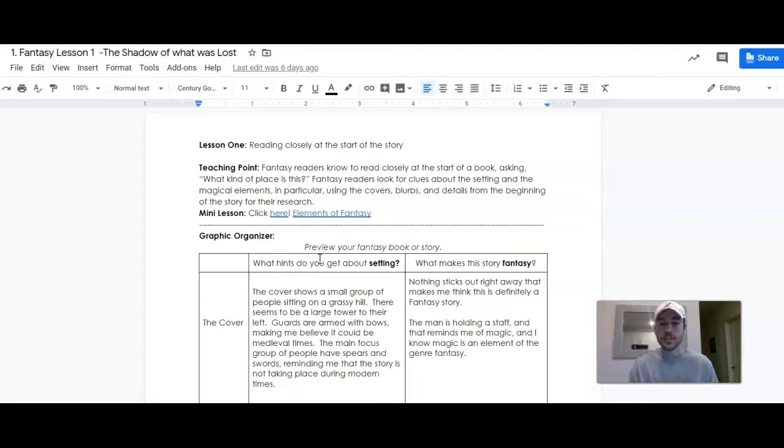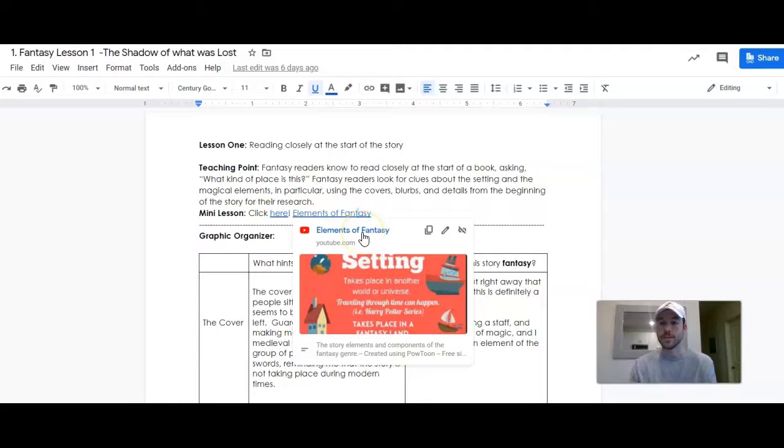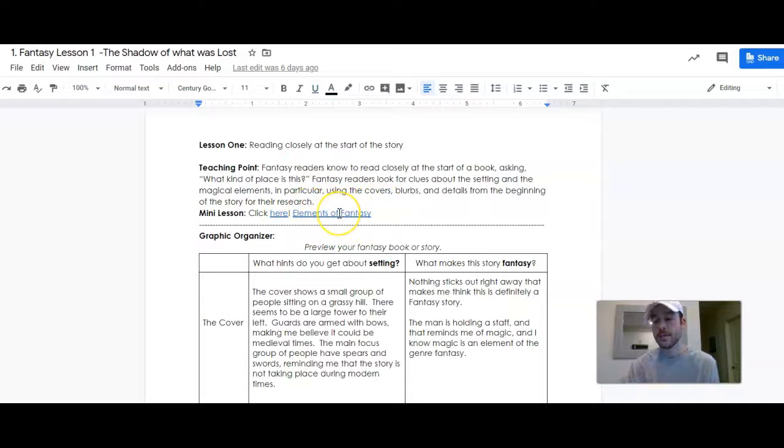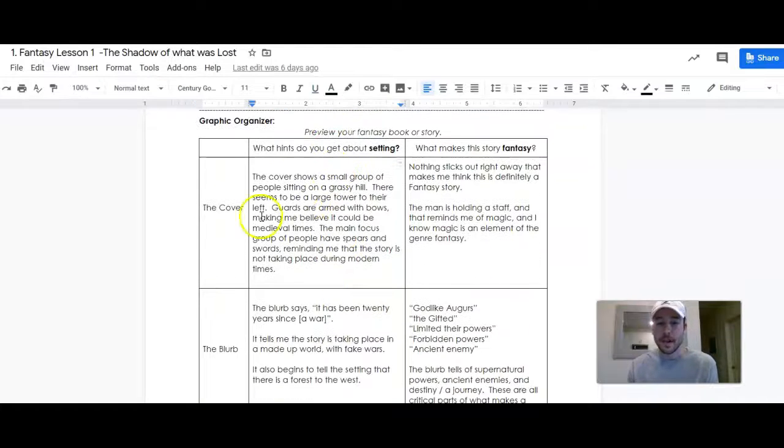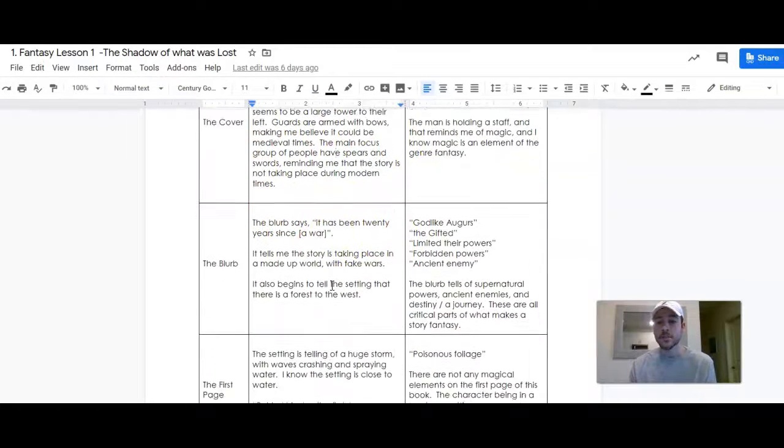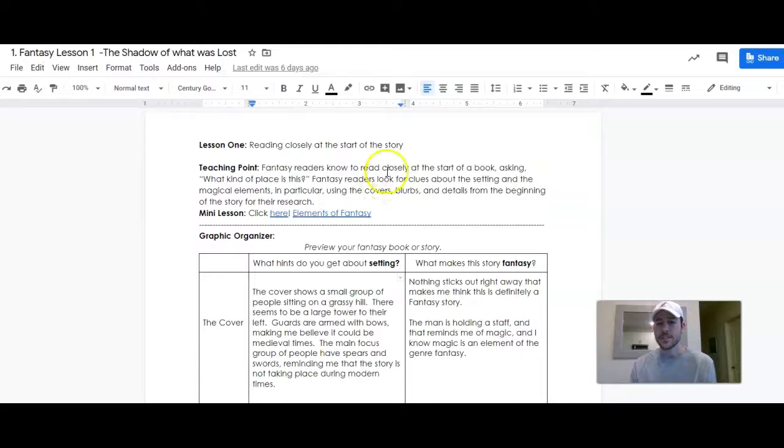So what I like to do is put some resources for you, either a video to help you via YouTube or some other videos that I create to help you. So this is here. I'm not going to watch this, but this is a model of the graphic organizer to help you with the lesson today. The lesson today is talking about the setting, where the story takes place. And I know that fantasy deals a lot with magic, kind of fictional things, maybe talking animals, superpowers. So sometimes it's hard to understand the setting of a made-up world. So that is our focus today.